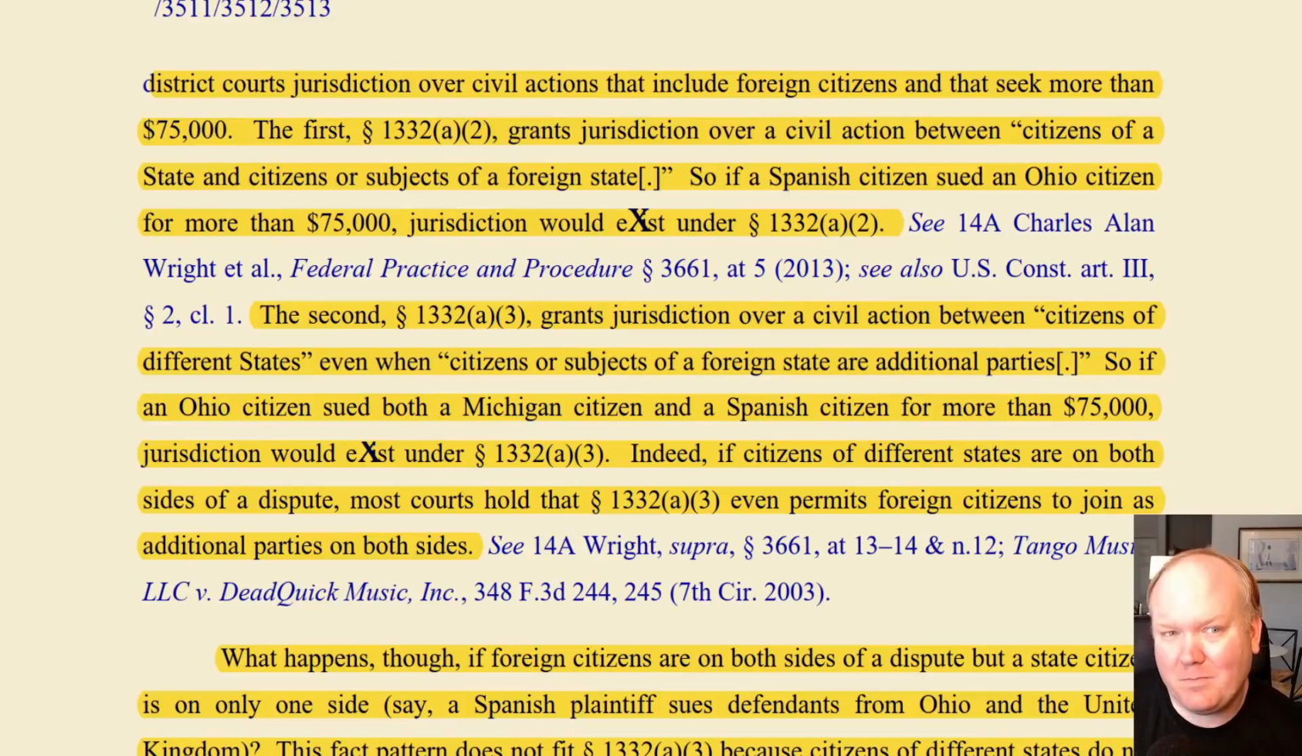Let's read it and realize what happened. The first statute grants jurisdiction over civil action between citizens of a state and citizens or subjects of a foreign state. So if Spanish citizens sued an Ohio citizen for more than $75,000, we'd have jurisdiction. Different people, different states. Great.